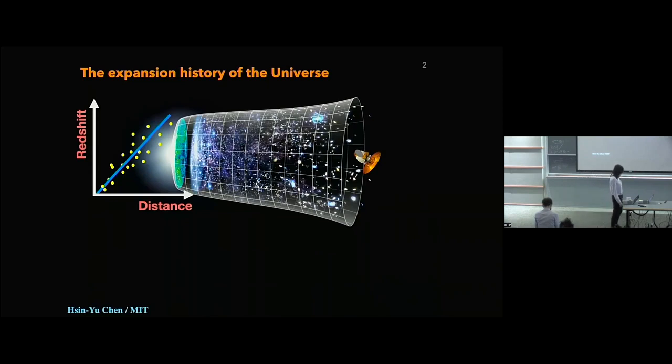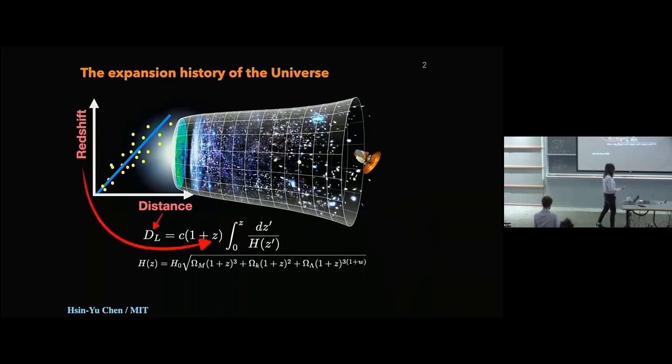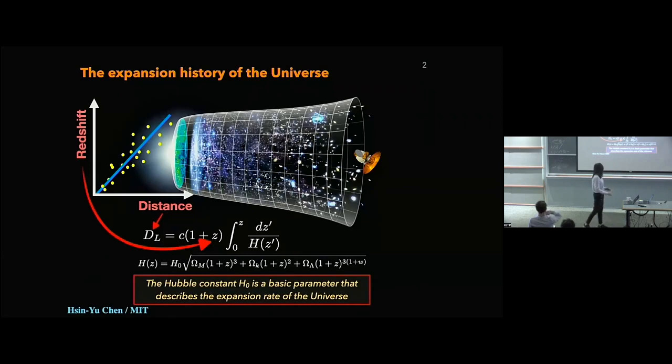For these two quantities, redshift and the distance, we can relate them, depending on the energy density of the universe. And you can try to parameterize this relationship. So this equation on the bottom of the slide is just one way for you to parameterize it. Here it includes the matter density, omega matter, the dark energy, omega lambda, and H0, the Hubble constant. And as you can see, the Hubble constant is a very basic parameter that sets the scale of the expansion rate of the universe.